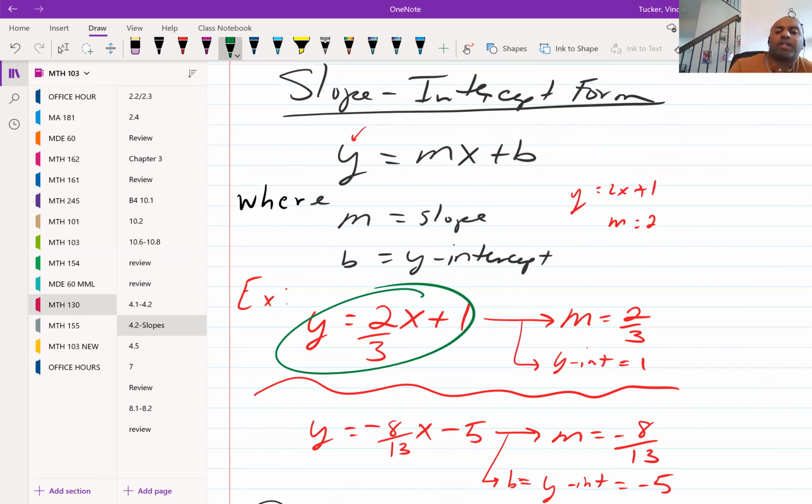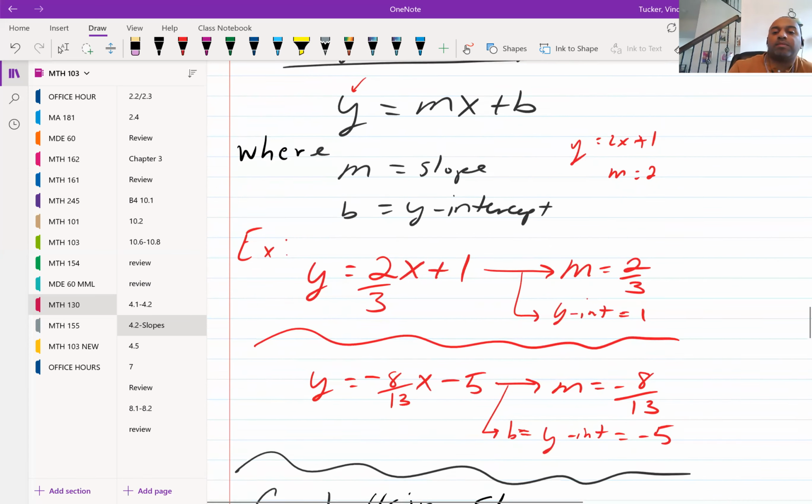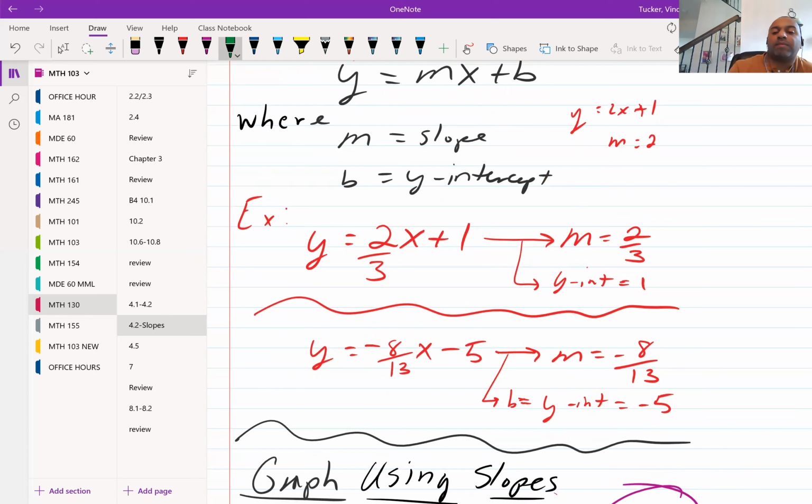All right. So if I look at this first equation, y equal to 2/3 x plus 1, the number that's sitting in front of x, the number that's attached to x is 2/3. That's your slope. And then the other number is your y-intercept. Same thing here. y equal to -8 over 13x minus 5. -8 over 13 is your slope. And then the -5 is your y-intercept.